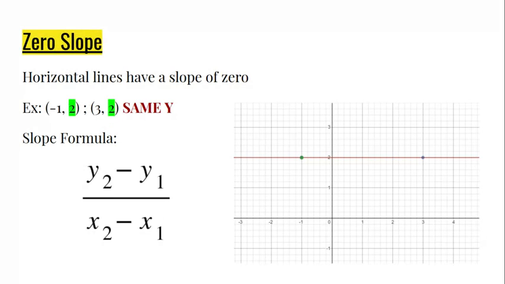Then we have a zero slope. So that's going to be those horizontal lines that run left to right that don't go up or down. Those also will be known to have the same y. So if you're given two ordered pairs that have the same y, they will have a zero slope. And if you see them on the graph, they will be those horizontal lines.